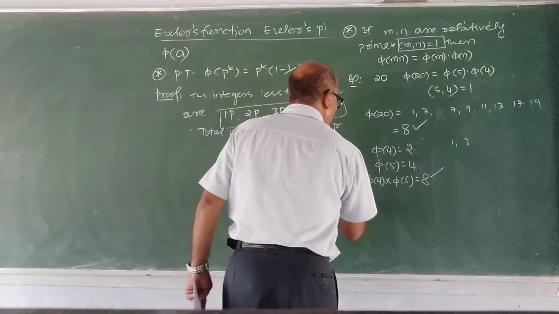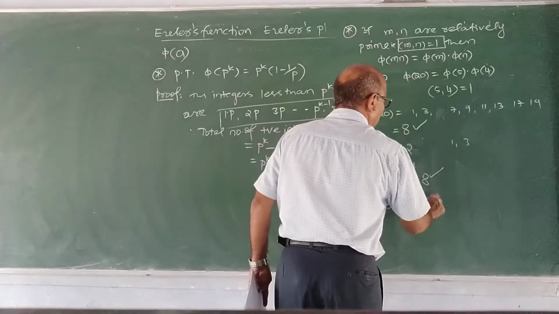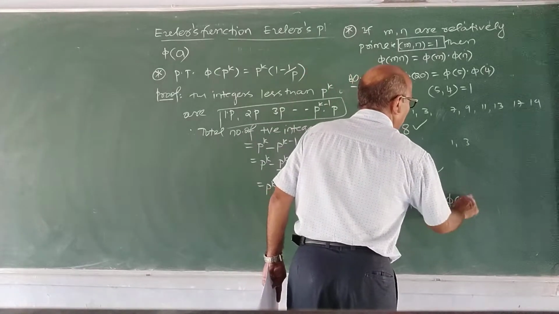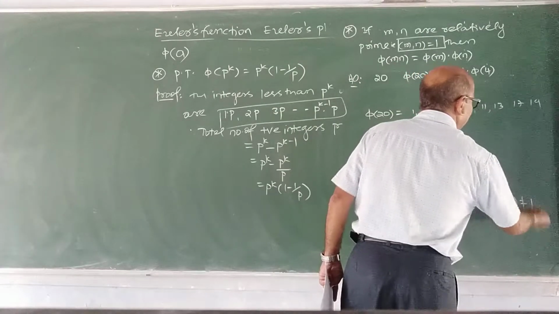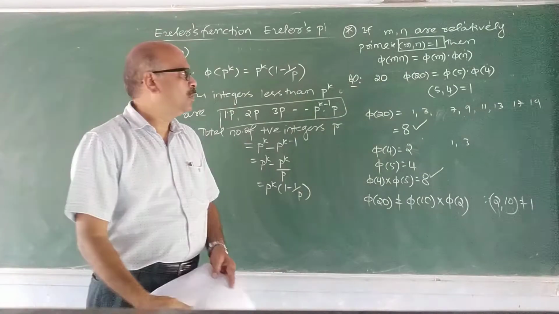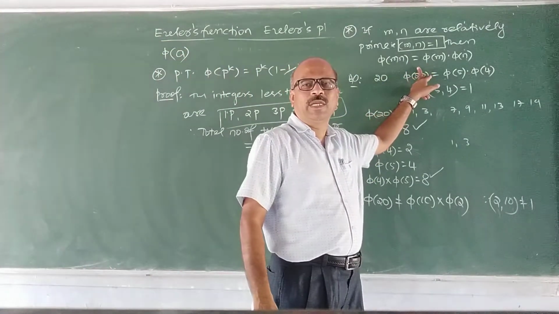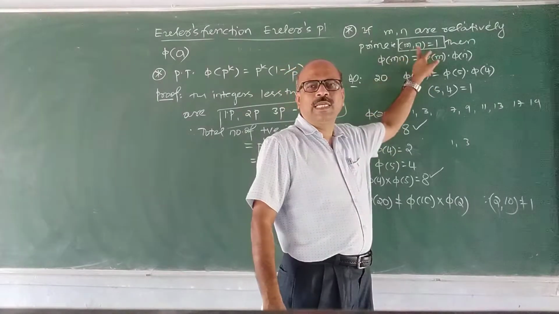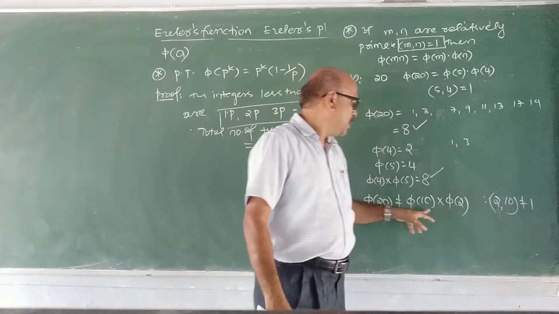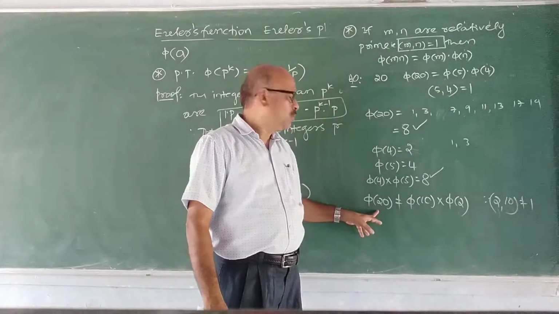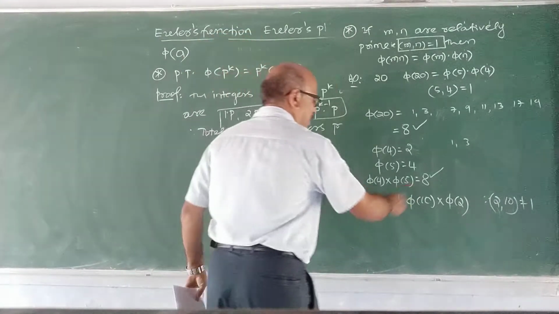But phi of 20 is not equal to phi of 10 into phi of 2, because 2 and 10 are not relatively prime. So we can apply multiplication only under the condition that m and n must be relatively prime, that is, the GCD of m and n is 1. Now you can verify here: phi of 20 is not equal to phi of 10 into phi of 2, because they are not relatively prime.